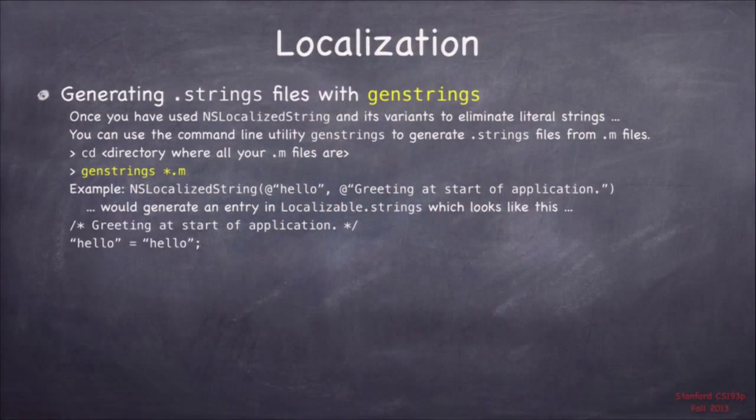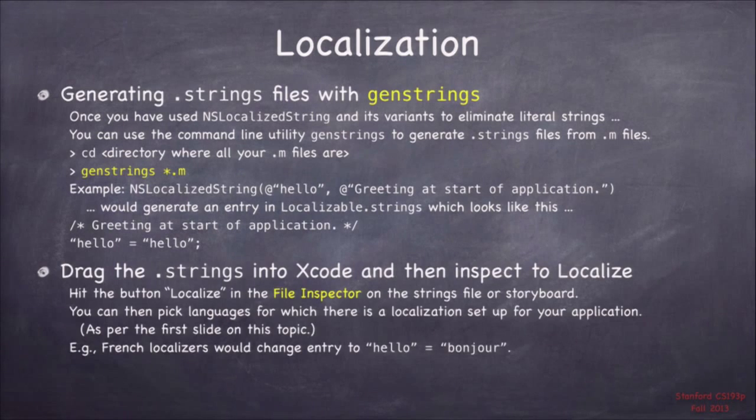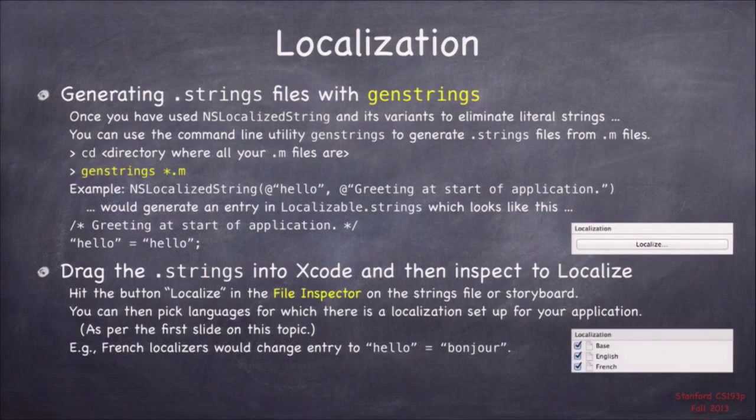And so, for example, we had that NSLocalizedString @"hello", "greeting at start of application". That would get turned into those following two lines there in a strings file. Comment: greeting at start of application, and then "hello" = "hello". And the French person would come along, and they would change it to "hello" = "bonjour".